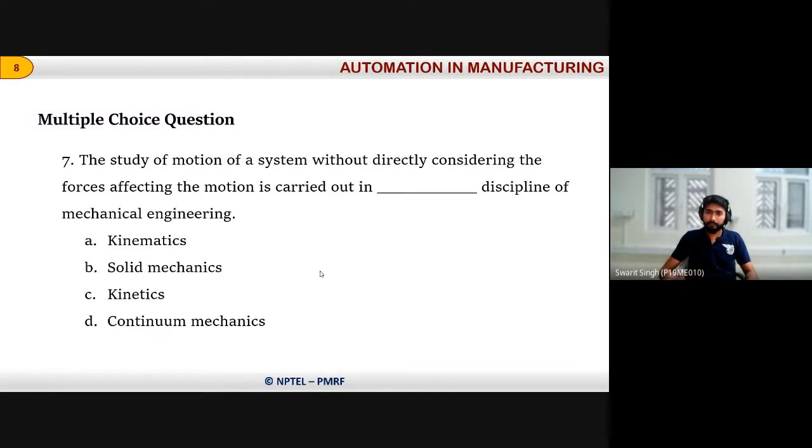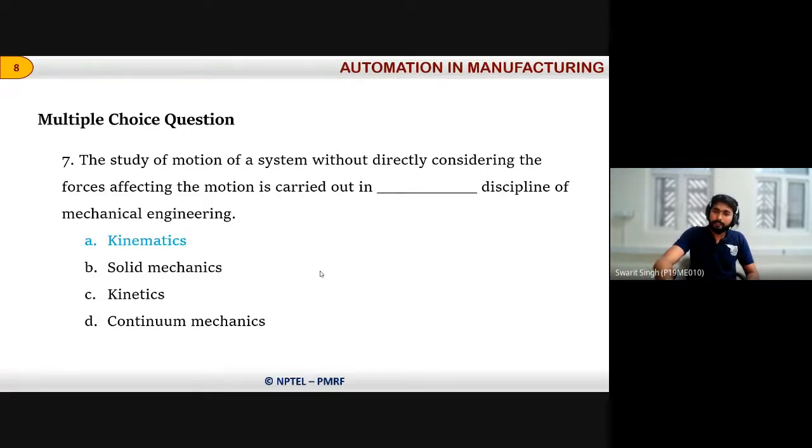We have already discussed this type of question in the first session. It is the study of motion of a system without directly considering the force affecting the motion, carried out in which discipline of mechanical engineering? Okay, A is the answer. Yes, lots of people are saying A. So it is kinematics.